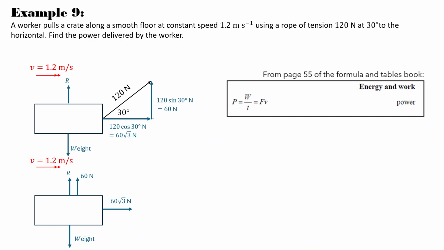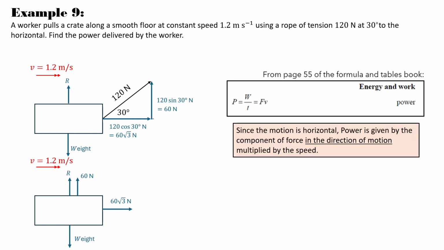We are being asked for the power delivered by the worker. Now, it'd be very easy to say, okay, that's 120 times 1.2. However, since the motion is horizontal, the power is given only by the component that moves in that direction, meaning the power delivered by the worker is only going to be 60 root 3 by 1.2. So because it's at an angle, that's like wasted power effectively, or wasted force. So part of that force is not being included. So this works out as 124.71 watts.